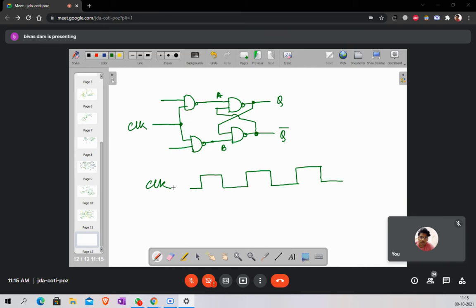In the basic NAND latch, the 0-0 input combination is prohibited. In the basic NOR latch, the 1-1 input combination is prohibited. So whenever A and B are both 1, it is basically maintaining the last state. That means Q will be the previous value, and Q1 will also be the previous value. Q is Q minus, Q1 is also Q bar minus. So I need not bother about the output for the duration when the clock is zero.